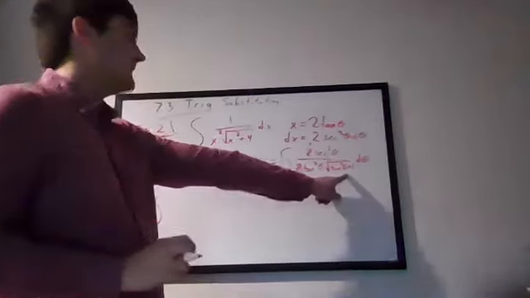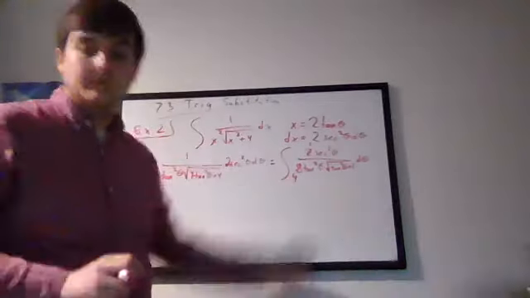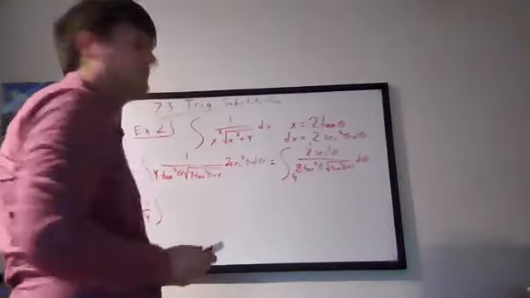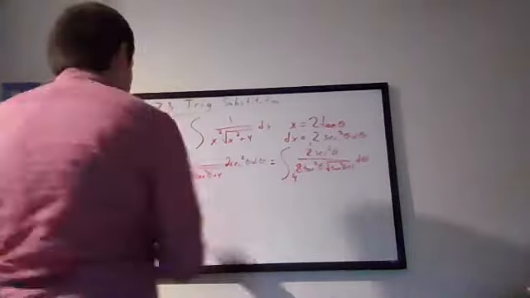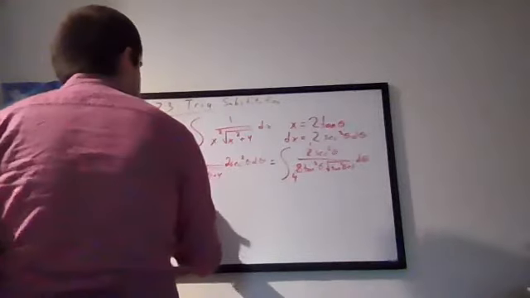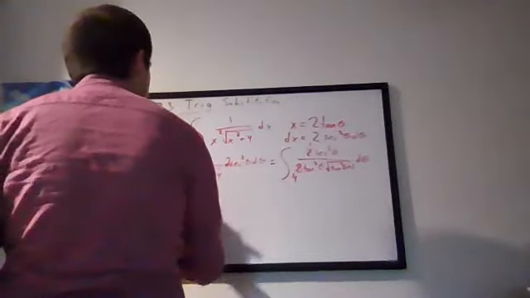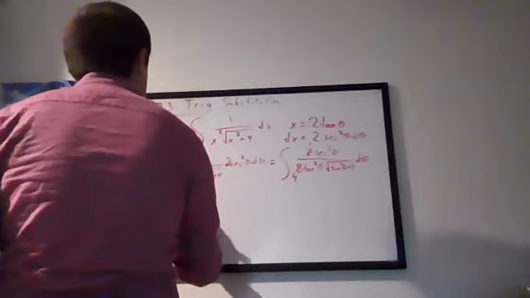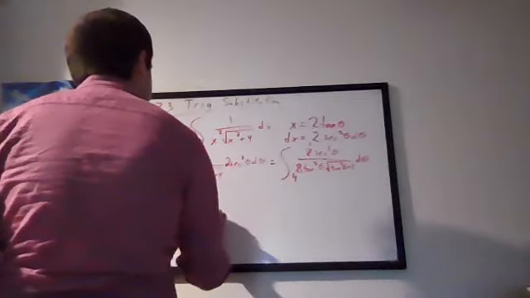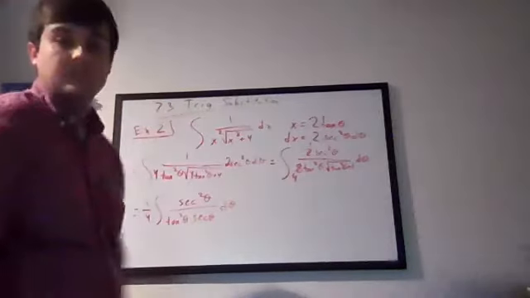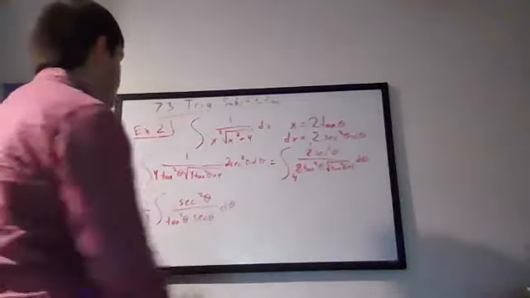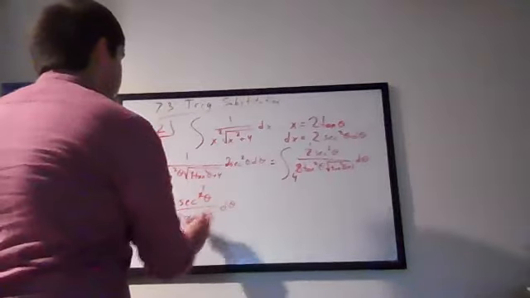Also, tangent squared theta plus 1 is secant squared theta, and the square root of secant squared is secant. So I'm left with 1/4 times the integral of secant squared theta over tangent squared theta times secant theta d theta. Okay, now what's going to happen is one secant is going to cancel out, right?